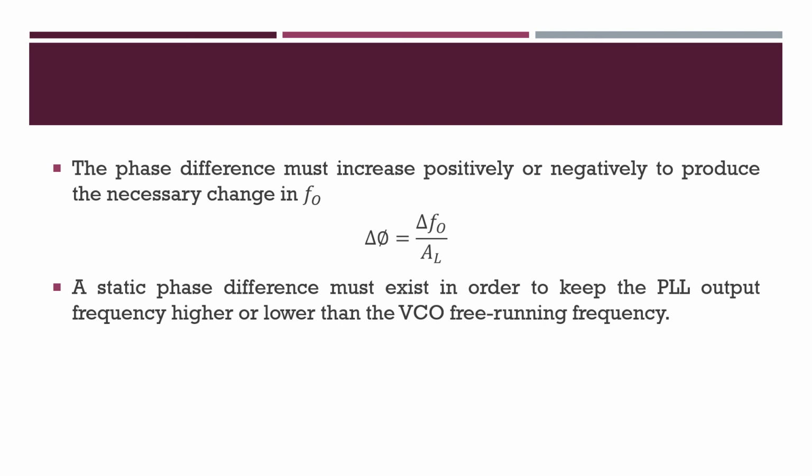Loop gain mainly concentrates on the phase difference at the input. The ultimate aim for this PLL system is that the output frequency should be equal to the input frequency, and for that condition the phase difference should be equal to 90 degrees, or pi by 2 radians.